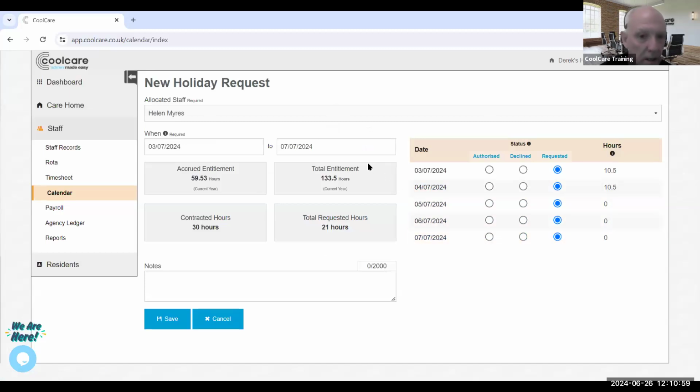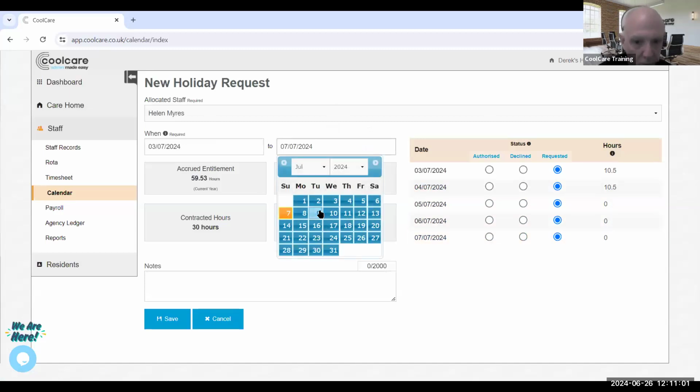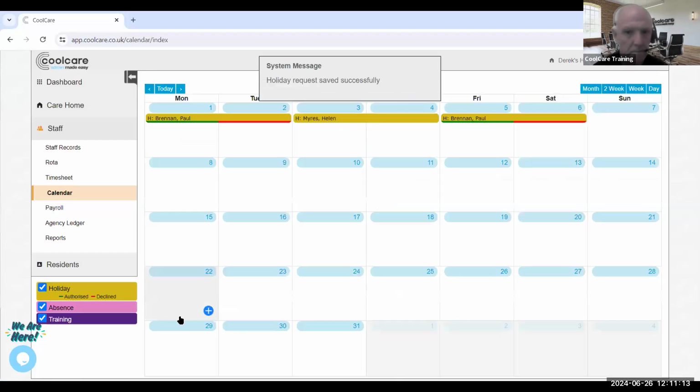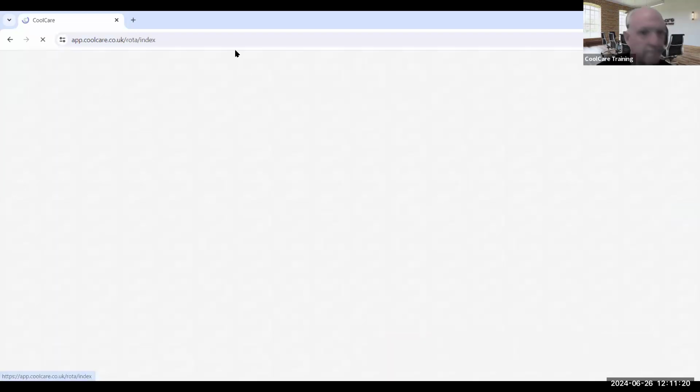Okay, let's just keep it simple. Let's just go back to the 4th and the 5th. Oops, sorry, the 3rd and the 4th. There you go. Okay, now I'm not going to authorize this. I'm just going to save it. So I've saved that. Let's go and look at my rota.